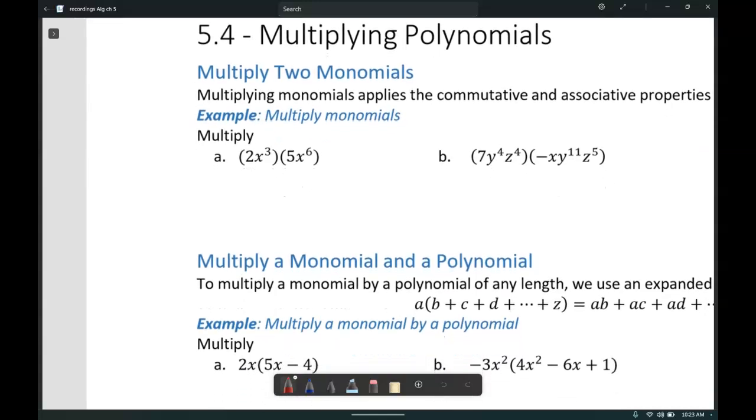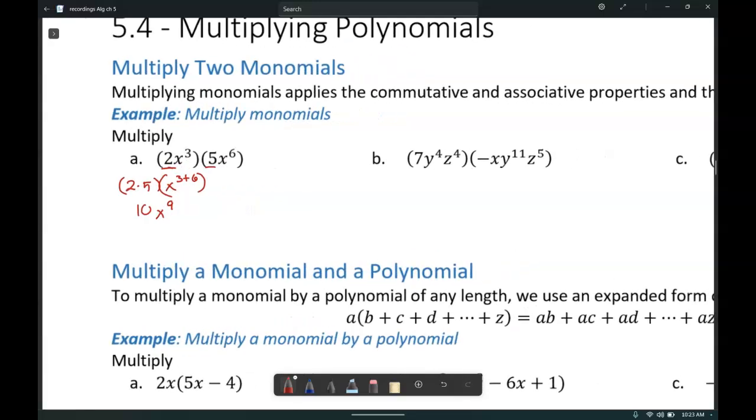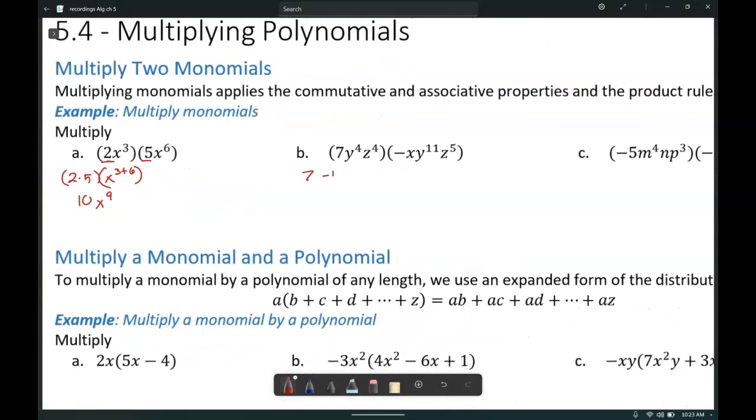When we're multiplying our monomials, we multiply the coefficients, and when we're multiplying the variables with the exponents, we add the exponents. 10x to the 9th. For b, we have coefficients of 7 and -1, so we're going to multiply those. And then we're going to run down the list of the variables. X doesn't have any other terms or any other factors. Y, we're going to add 4 and 11. And z, we will add 4 and 5. That gives us -7x, y to the 15th, z to the 9th.